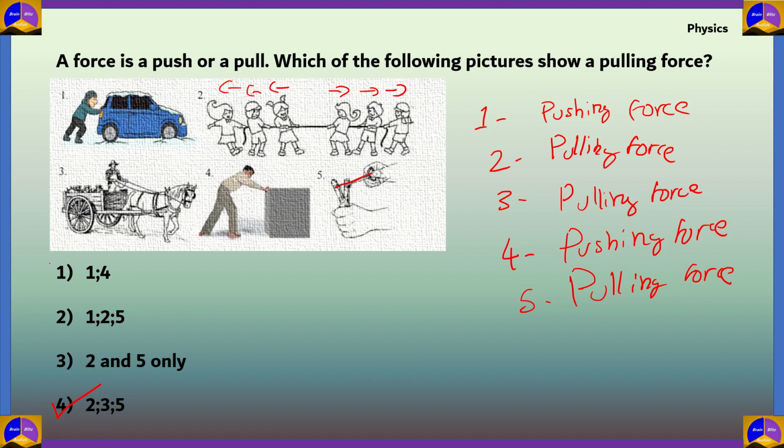Option 1 is incorrect because 1 and 4 are showing a pushing force, not a pulling force. And option 2 is incorrect because even though 2 and 5 are showing a pulling force, 1 is showing a pushing force. And option 3 is incorrect because even though 2 and 5 are showing a pulling force, 3 is also showing a pulling force. But in the third option, it is saying that it is 2 and 5 only. So option 4, 2, 3, 5 is the right answer for this question asked in physics section.